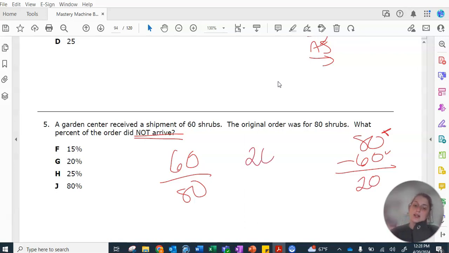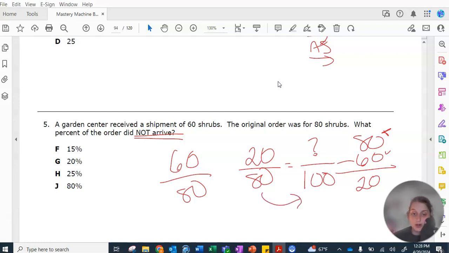And then you can use the 20 and the 80 to try and find your percentage. So it looks like maybe we're going to have to simplify if we want to find a relationship here, or we can go here, and this is a divide by 4 relationship.